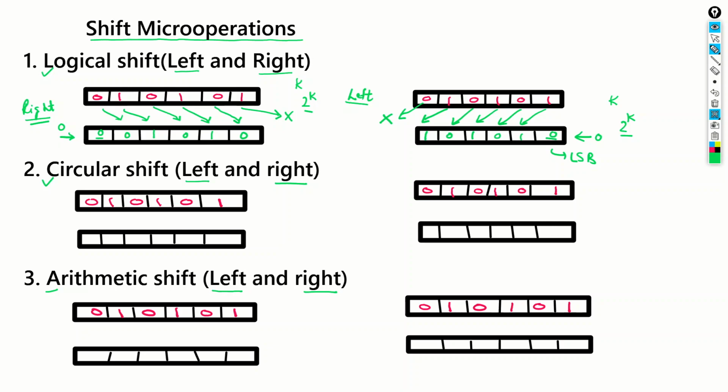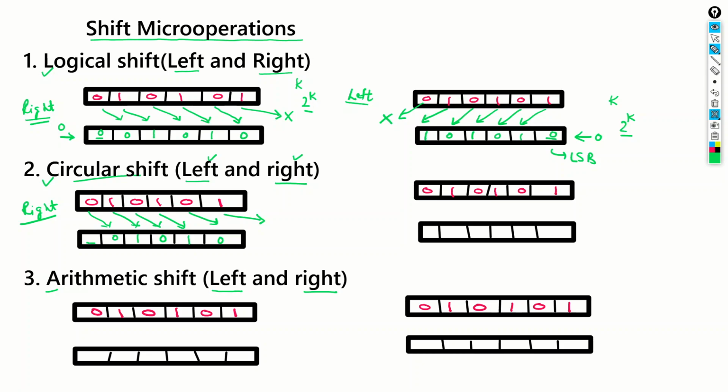Similarly, we will see what is this circular shift. In circular shift also, we can have either left shift or right shift. First, we will see the right shift. In right shift, all the bits will be shifted one bit right. This bit will be shifted right, this bit will come here, this bit will be shifted here, this bit will be shifted here, this bit will be shifted here, and this last bit will be shifted here.